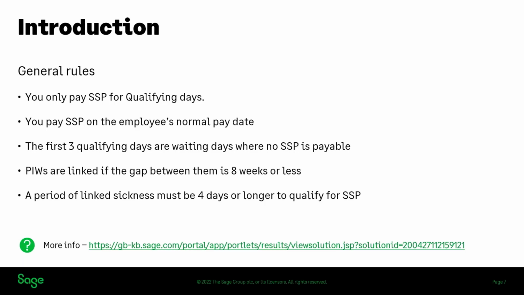So to give you an example, if you have an employee who was off for a couple of weeks, comes back to work for 3 weeks, but then has a recurring issue, so then has to be off sick again. They then need to be off sick again for at least 4 qualifying days in order to be eligible for SSP for that second period. If they come back and then go off again for only 3 days and then come back to work, they're not eligible for those 3 days, even though it's classed as a linked period of sickness.